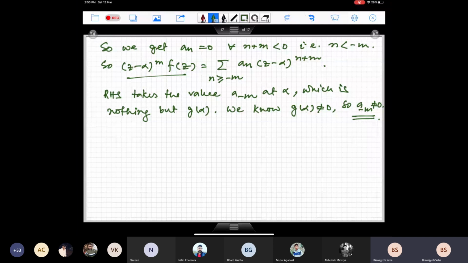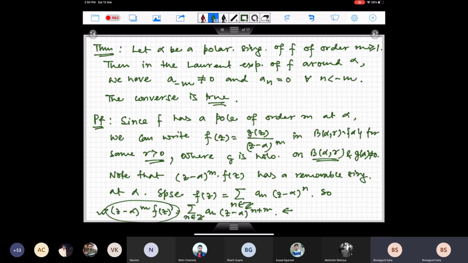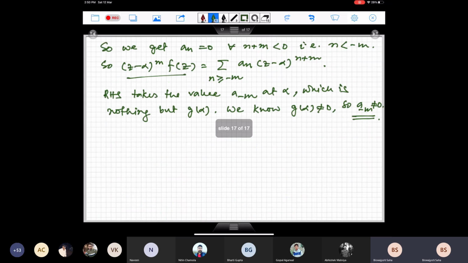Both of them are equal to (z minus alpha) power m into f of z on a deleted neighborhood, and by the identity theorem they must be equal in the whole neighborhood. And if you just evaluate at alpha from the power series, you get the value a_{-m}, and we know g(alpha) is not equal to 0, so therefore a_{-m} must be not equal to 0, because a_{-m} is nothing but g(alpha).